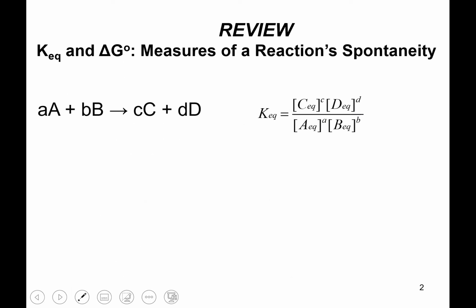As a review, if we had this basic generic equation, A plus B going to C plus D, we can write an equilibrium constant for that, right? It'd be products divided by reactants, C times D divided by A times B. We can write an equation for the delta G of that as well: delta G equals delta G naught plus RT times ln of the KEQ.